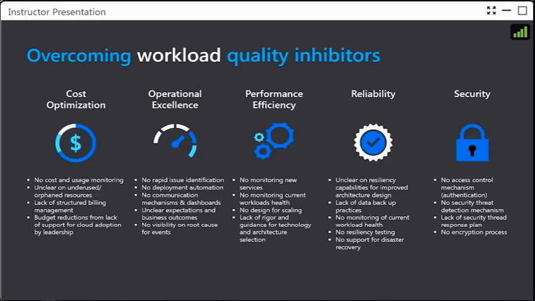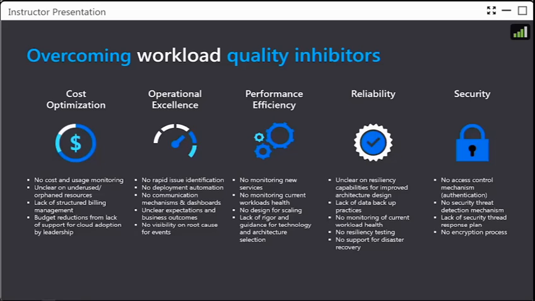What about reliability? Unclear on resiliency capabilities for improved architecture design, lack of data backup practices. This leaves you vulnerable. You want to plan for business continuity in a way that your application or your solutions can remain reliable, have backups, have redundancy, have an idea of what's going on in terms of the health of your workload. You absolutely want to have a plan for disaster recovery.